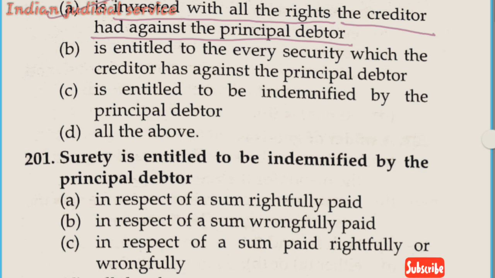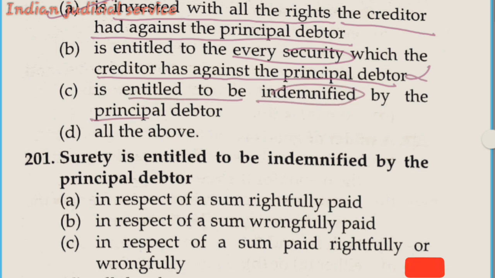So the answer is option A. Option B, entitled to every surety which the creditor has against the principal debtor, is not correct here. Option C is entitled to indemnity by the principal debtor, and option D is all of the above. It is clear that according to Section 140 the surety is invested with all the rights the creditor had against the principal debtor. So the answer is option A.